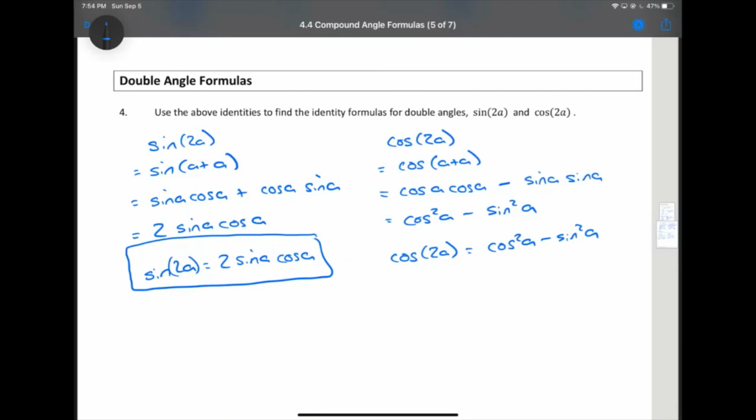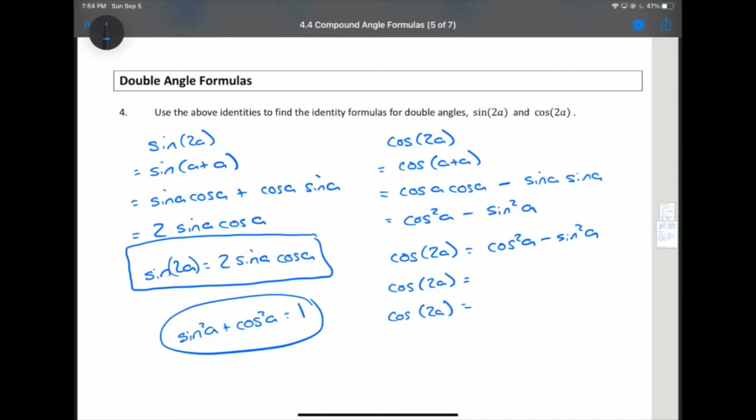Now just before I put a box around that one, I'm going to remind you back to one of the other identities we learned, which was sine squared a plus cos squared a equals 1, which was the Pythagorean identity. And we can actually use that if we'd like, along with this, to eliminate one of the two things, either the sine squared a or the cos squared a, and get different versions of this formula.